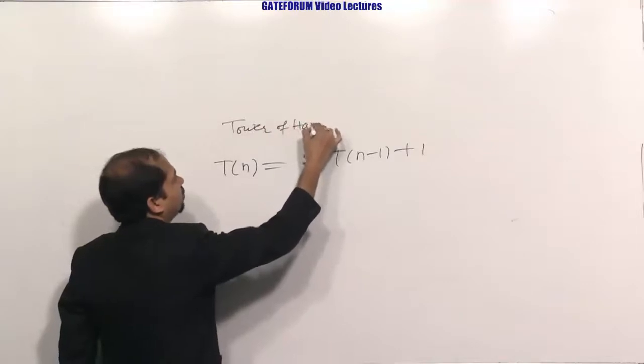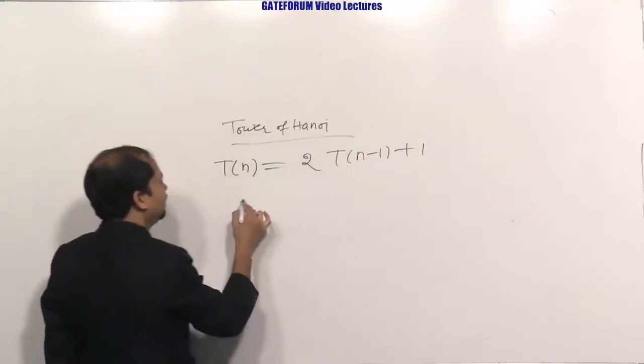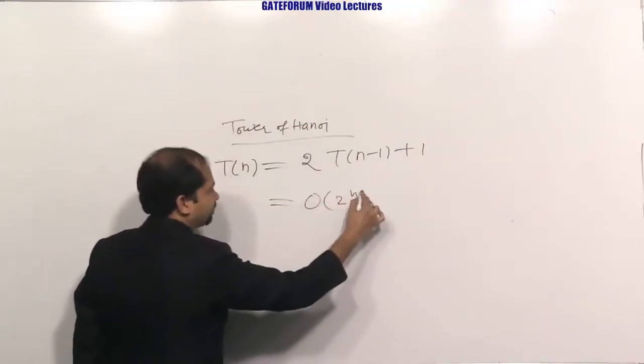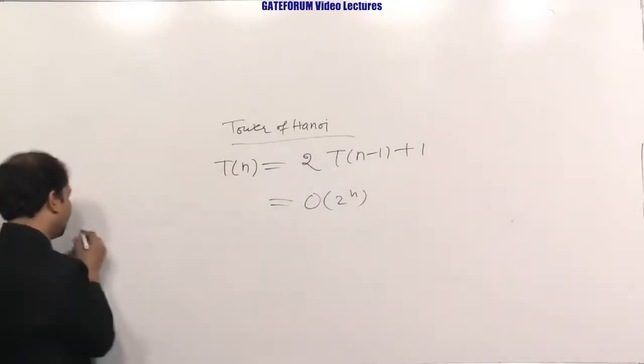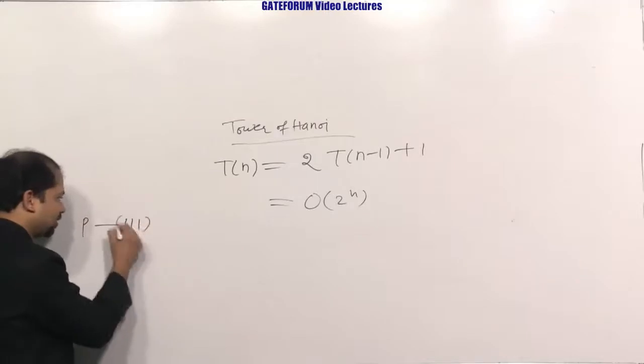And if you solve, this will give you order of 2 to the power n. So Tower of Hanoi will be 2 to the power n. So P is 3.